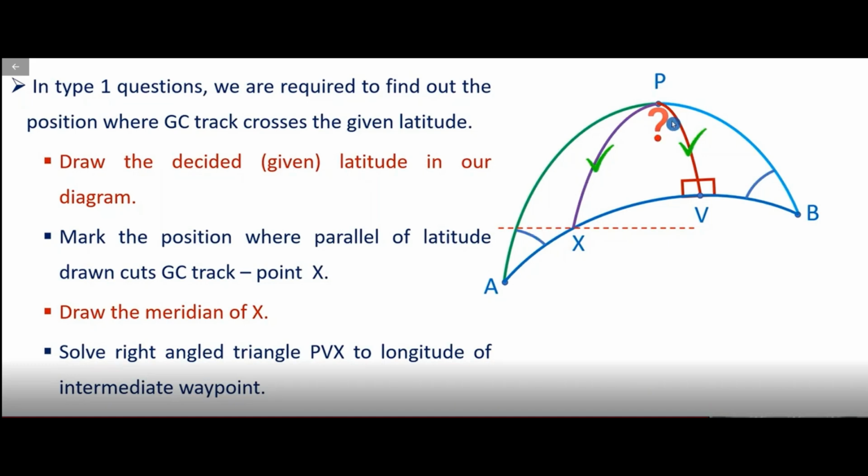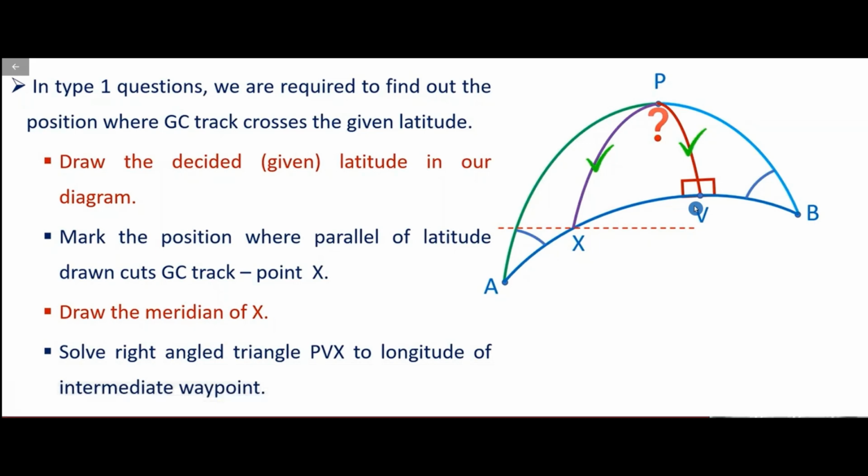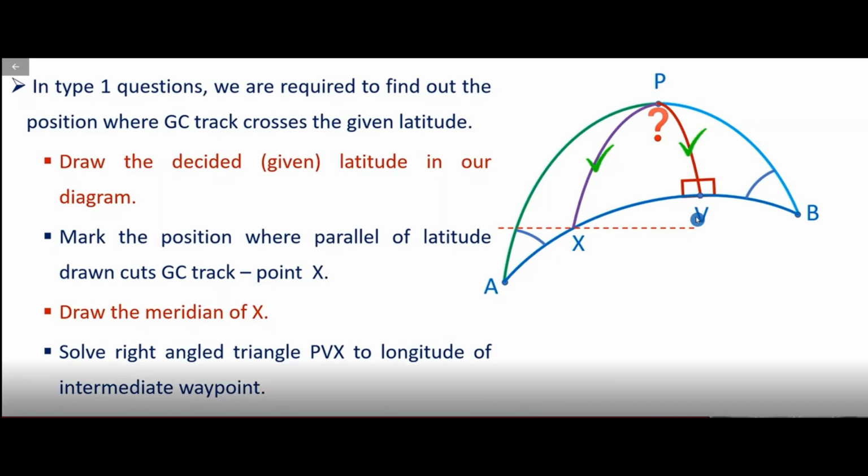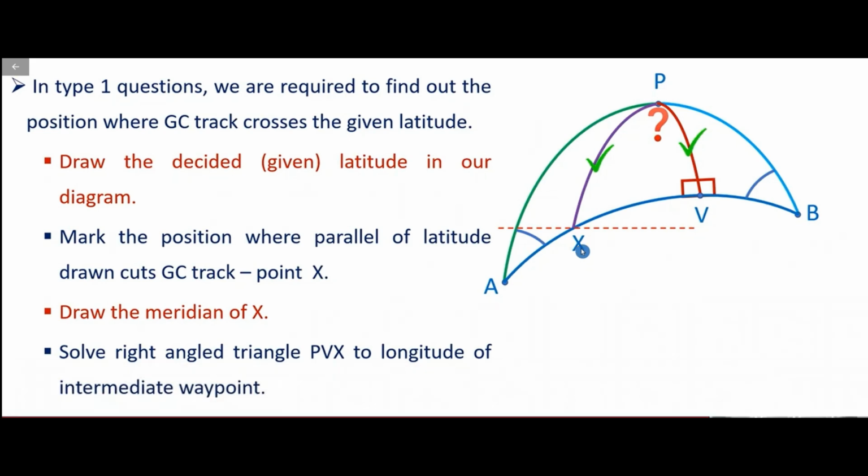So once we have this D long known to us, we apply it to the longitude of the vertex. By applying, I mean it could be added or subtracted depending upon what is the name of the longitude and what is the direction of the D long. So once we apply this D long to the longitude of the vertex, we will come to know the longitude of our required position X.